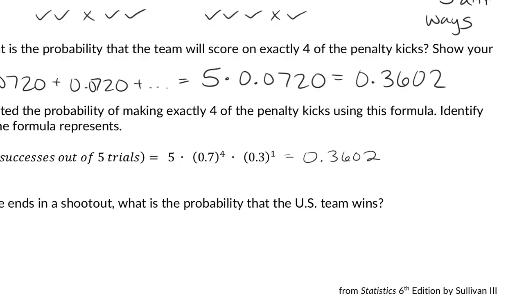So let's talk about what each of these numbers gives us and how we can more efficiently find these different probabilities. The number 5. I think you guys know what that one is. What was the number 5 from? The 5 different ways. The number of ways. So this is the number of ways to make 4 penalty kicks.